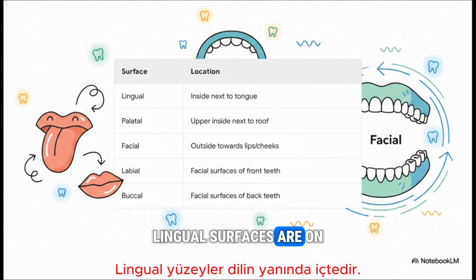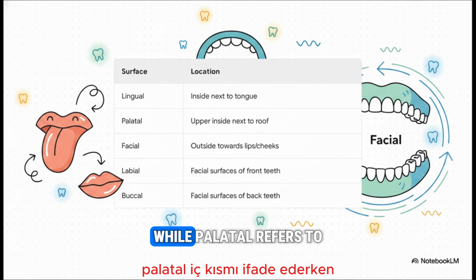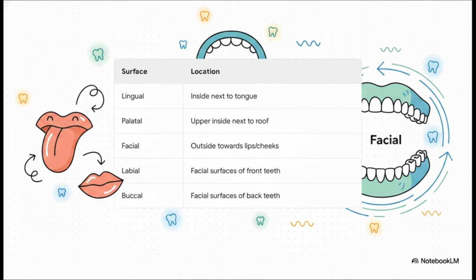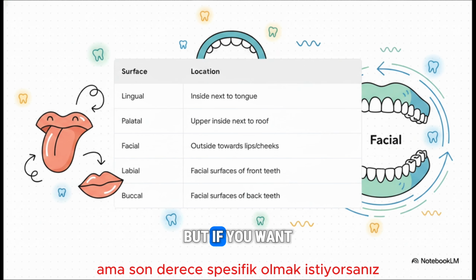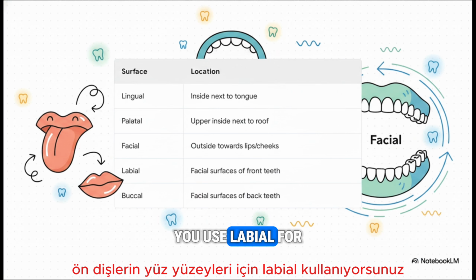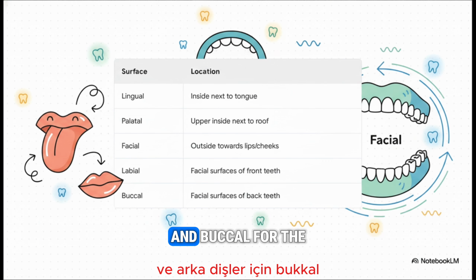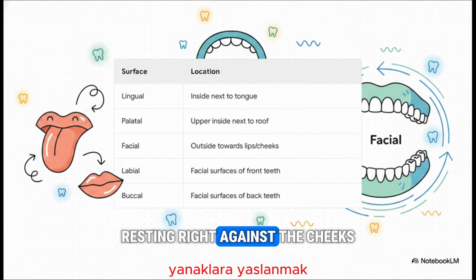Okay, let's break down the inside and outside terminology. Lingual surfaces are on the inside next to the tongue, while palatal refers to the upper inside right next to the roof of the mouth. Facing outward, we use the big umbrella term facial. But if you want to be highly specific, you use labial for the facial surfaces of front teeth that actually touch the lips, and buccal for the back teeth resting right against the cheeks.